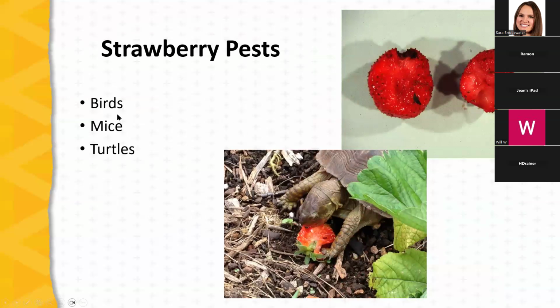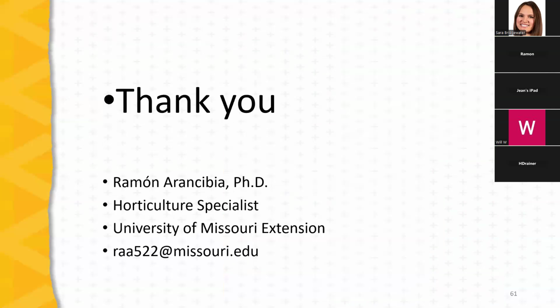Other pests, the birds, you see a turtle in the bottom picture eating the strawberries, birds picking on it, mice also like them. Mice can get to it because the crop is low, and turtles can get it too because they can walk and get to the fruit. So they're very easy for them. And just like us, they like them. It's sweet, they're tasty, they like them too.